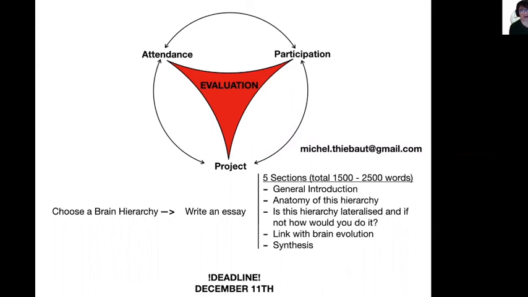I want you to choose a hierarchy. Give me a general introduction, explain to me the anatomy of this hierarchy, tell me whether this hierarchy is lateralized or not, and if you don't know, and don't find any reference, how would you measure the lateralization of this hierarchy? I want a section on brain evolution, linking this hierarchy to brain evolution, and a synthesis part wrapping it all together. All that in 1500 to 2500 words, not including the references at the end of your manuscript.